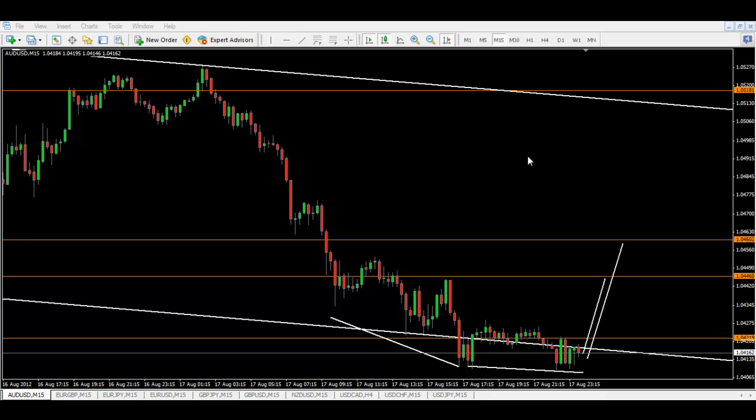I want to give you guys a quick preview of what I'm going to be looking for when the market opens tonight. And so we'll start with the Aussie dollar. We're going to run through about 10 pairs.